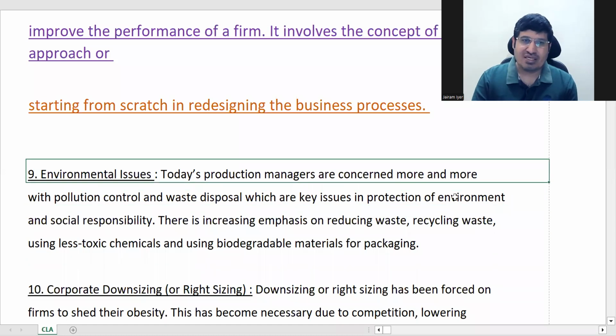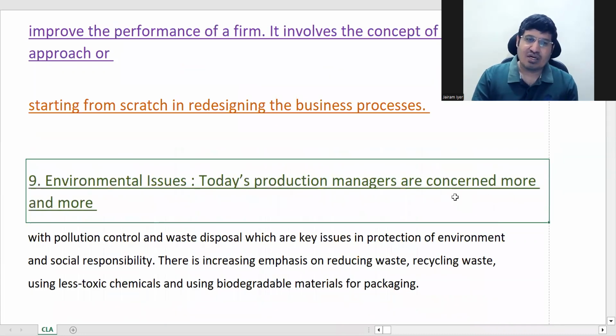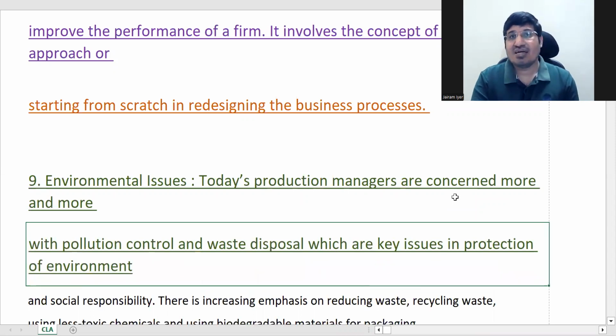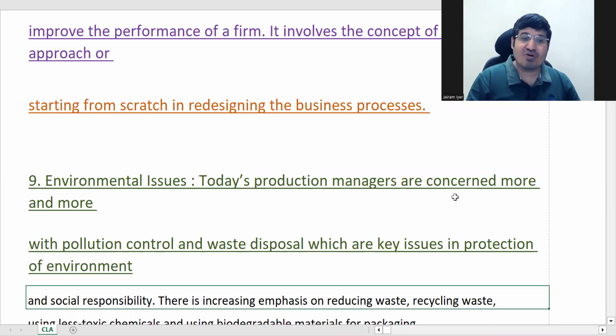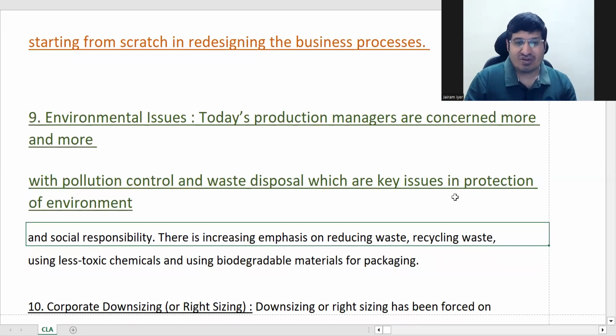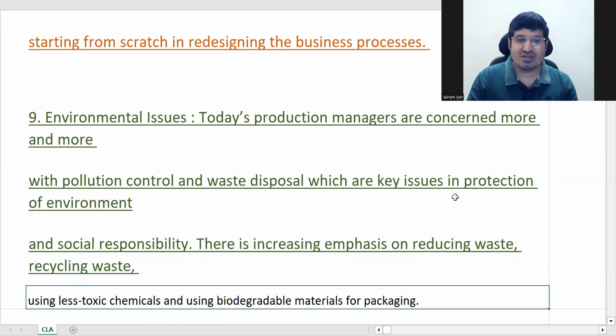Okay, then next is environmental issues. Nowadays production managers are concerned with environment, production control and all, because it's all internet time. Anyone can write a review on anyone. So if a company is doing something harmful to the environment, everyone will start speaking about it in internet forums and all. So they have to be very careful about their waste disposal, pollution control and all that. Otherwise their reputation will be spoiled.